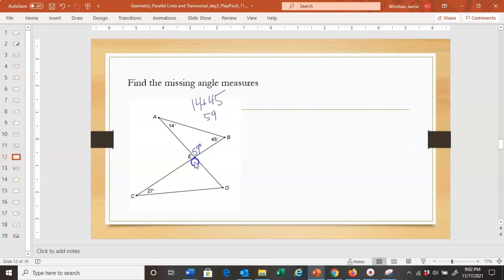Now we know these are vertical angles, right? So if this is 59, this one must be 59. And now we can do the same thing. Once you have two, you can always find the third. 27 plus 59 is 86. There we go. So we worked our way through the picture. Not too bad.